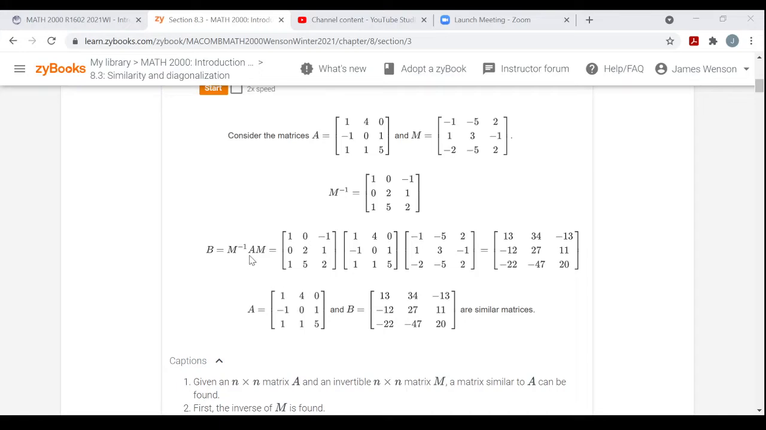Meaning that you could multiply A on the right by M and get the same result as if you were to multiply B on the left by M. Which I will show you here as well.